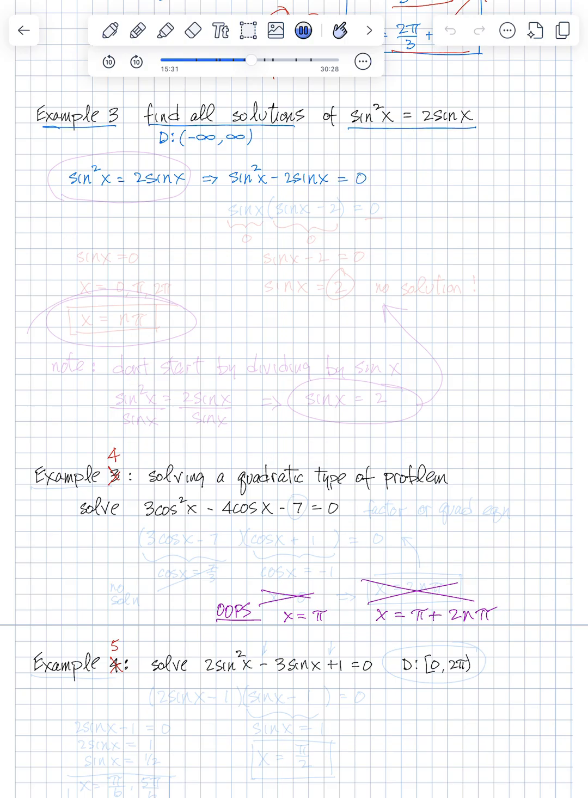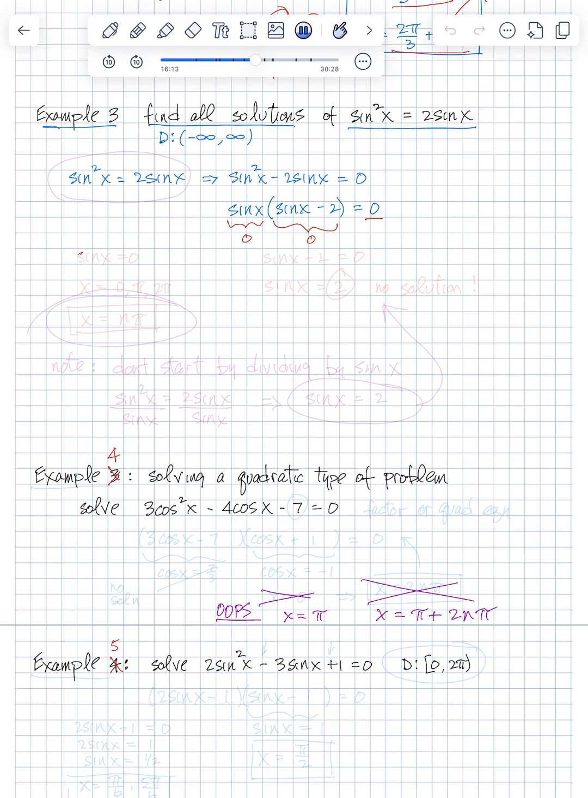So it looks like we can factor out a sine x. So we'll factor a sine x out, and this is going to be sine x times sine x minus 2. And remember, always put the equals 0, because what this tells us is either the first term, sine x, could equal 0, or the second term could equal 0, and it would still, when multiplied, equal 0. So let's take them one at a time.